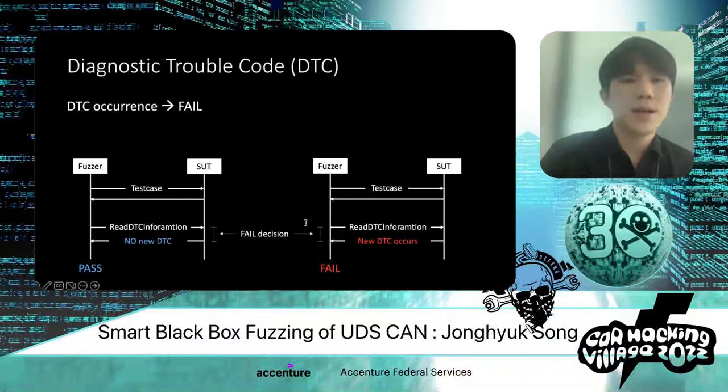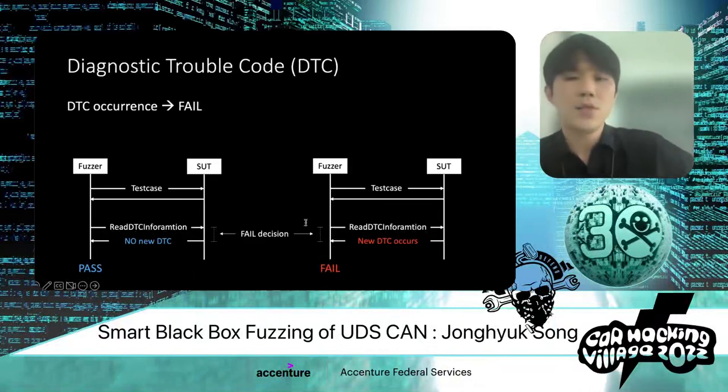Third one is diagnostic trouble code. If a new DTC occurs, it's failed. Fuzzer can detect the occurrence of a new DTC by sending a read DTC information request. If there is a new DTC, the issue will return the response with the new DTC information. If there is no new DTC, it's passed, but if a new DTC occurs, it will be failed.